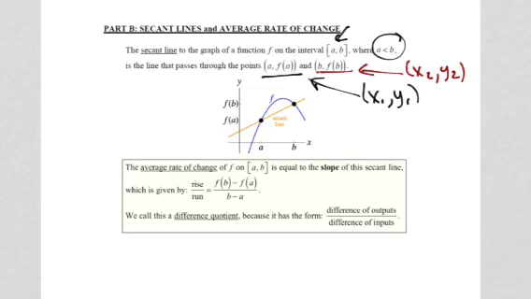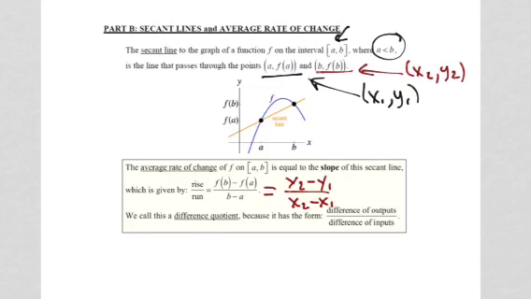Now the average rate of change of f, that's on that blue function, on the interval from a to b is equal to the slope of the secant line, which is given by finding rise over run. And they've got this formula, f of b minus f of a, which is the same thing as y2 minus y1 over x2 minus x1. That's why I used that terminology up at the top, so you made that connection.